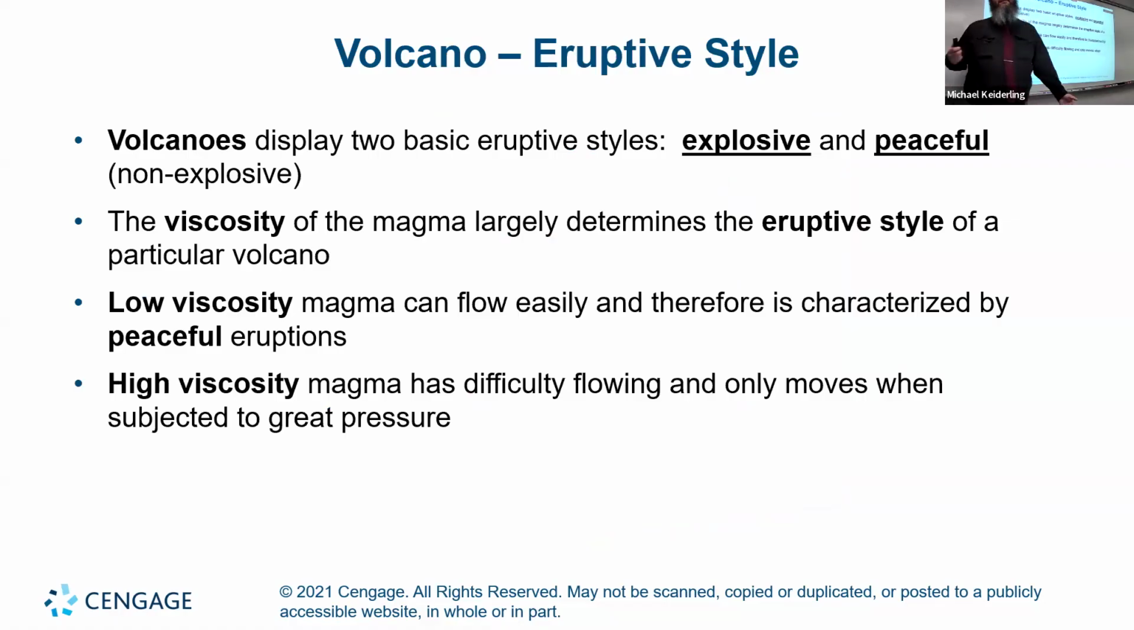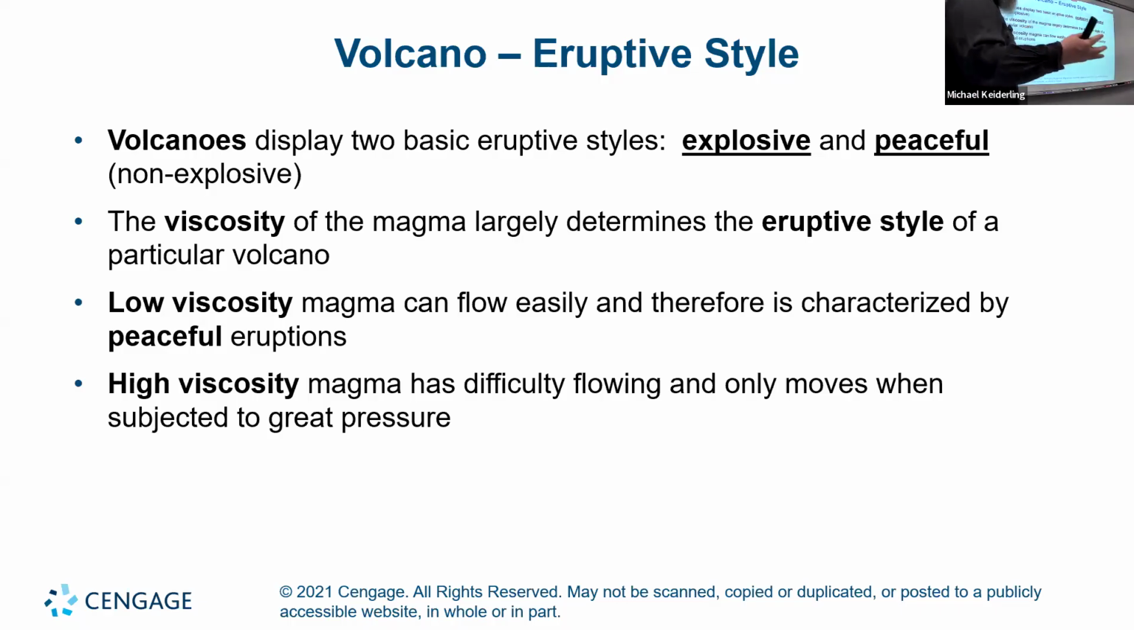Volcanoes display two basic eruptive styles: explosive and peaceful, or non-explosive. Explosive volcanoes tend to have thick, high silica magma. They go off irregularly and violently. They go boom. They blow their tops. Peaceful volcanoes tend to erupt more often and have less viscous, lower silica magma.